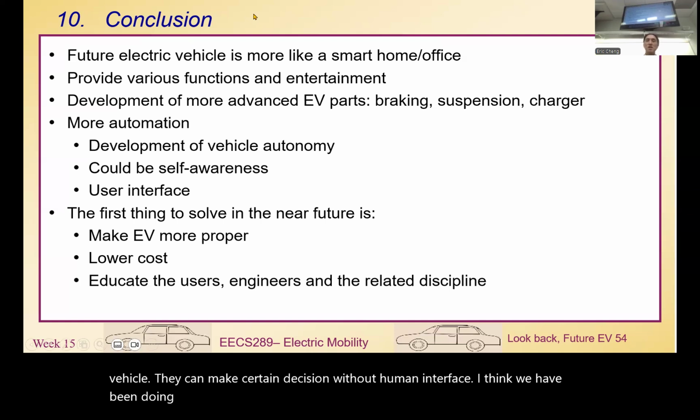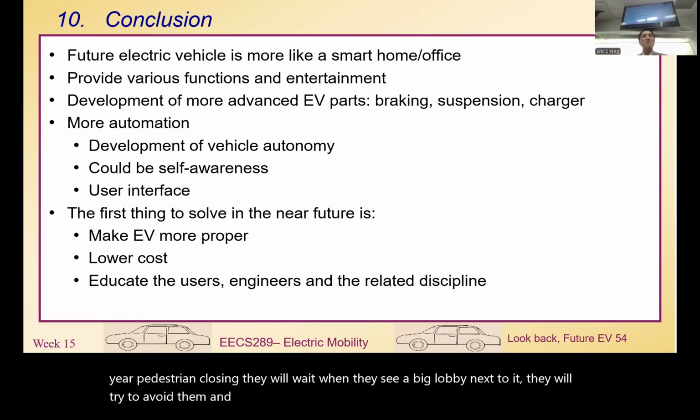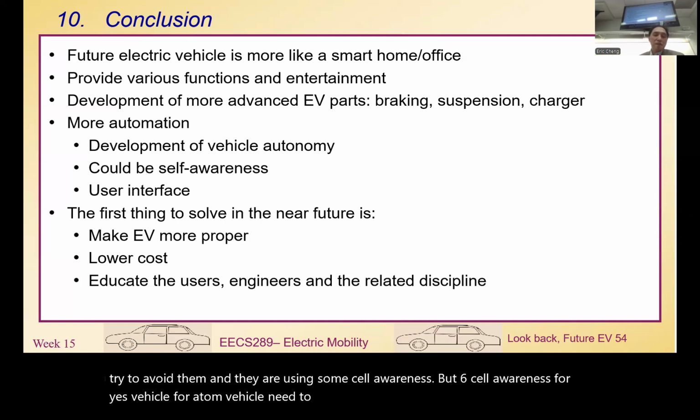I mean, the vehicle, they can stop at a traffic light. When they see a pedestrian crossing, they will wait. When they see a big lorry next to it, they will try to avoid it. And they are using some self-awareness. But that self-awareness for electric vehicles and autonomous vehicles needs to further increase its capability.